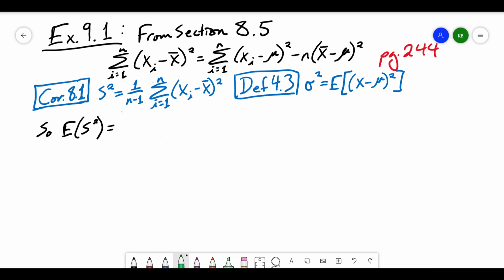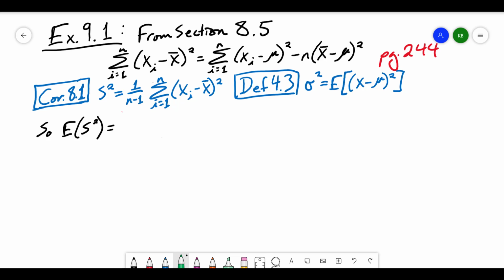So in example 9.1, they say from section 8.5, we know that the sum of our x sub i's minus our mean of our samples, squared, is going to be equal to, using the population mean in there, the sum of x sub i minus the population mean squared, minus n times the sample mean minus the population mean squared.